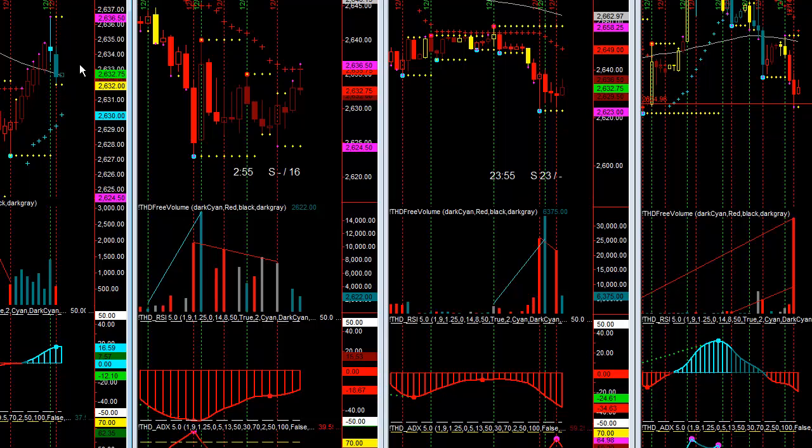So we need to have one more bar come down. It's got to break that low for us to say that we have volume divergence.